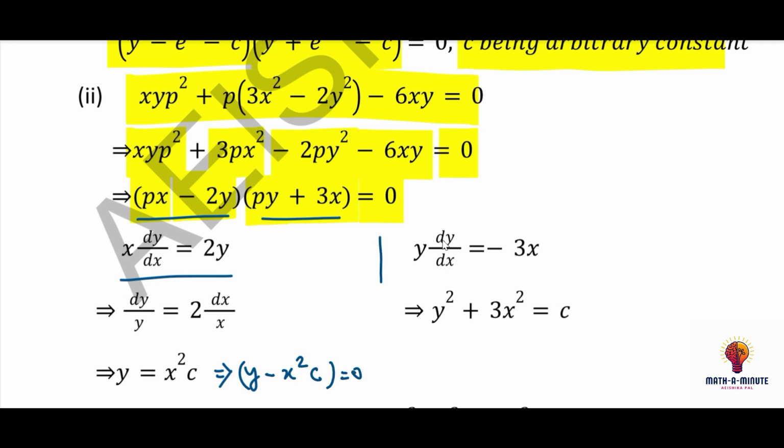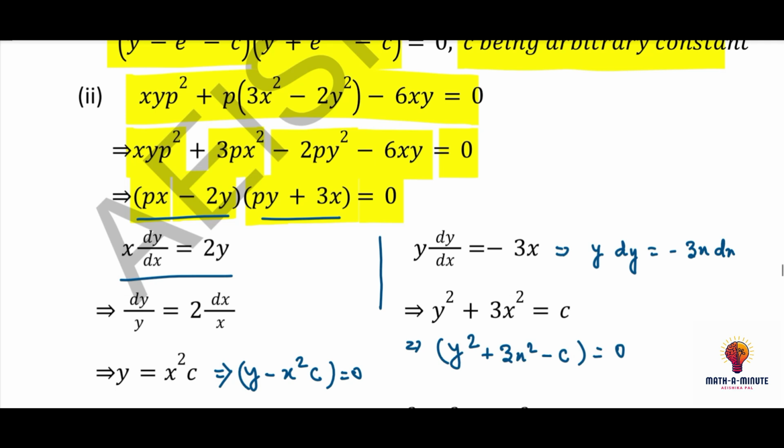The second one is y into dy/dx equals minus 3x. Using the same separation method, we can write this equation in the form of y dy equals minus 3x dx. If we integrate this, it will be y squared plus 3x squared equals c. So we can write the solution in the form of y squared plus 3x squared minus c equals 0.